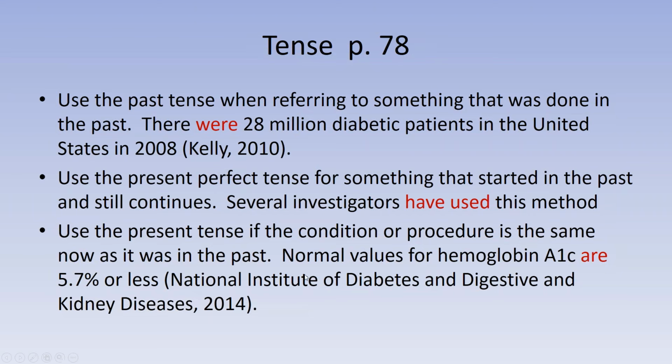We use the present tense if the condition or the procedure that was used in the past is the same as it is now in the present. So here's my example here. Normal values for hemoglobin A1C are 5.7% or less. So I wouldn't say they were because they still are. So that's why we can use the present tense.